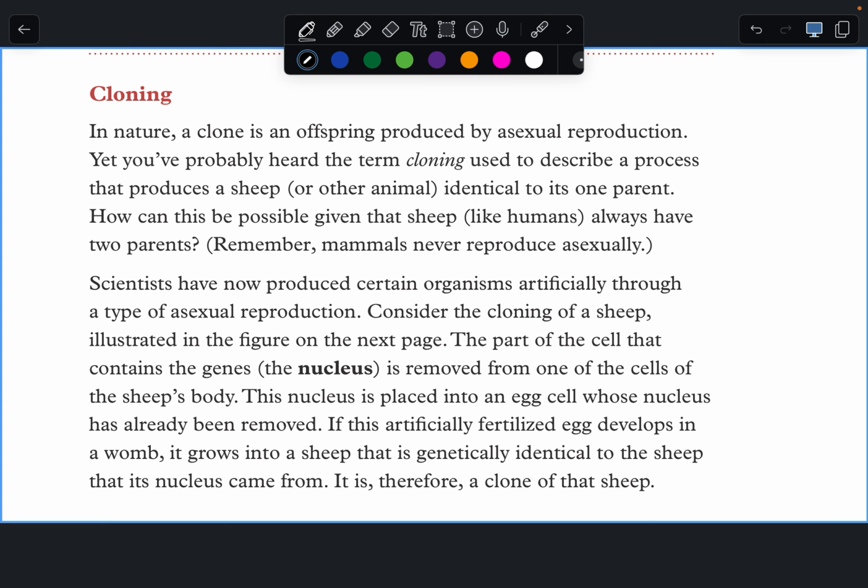The part of the cell that contains the genes, the nucleus, is removed from one of the cells of the sheep's body. This nucleus is placed into an egg cell whose nucleus has already been removed. If this artificially fertilized egg develops in a womb, it grows into a sheep that is genetically identical to the sheep that its nucleus came from. It is therefore a clone of that sheep. That's wild.